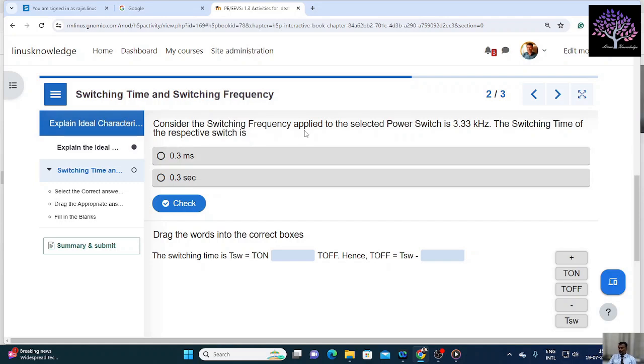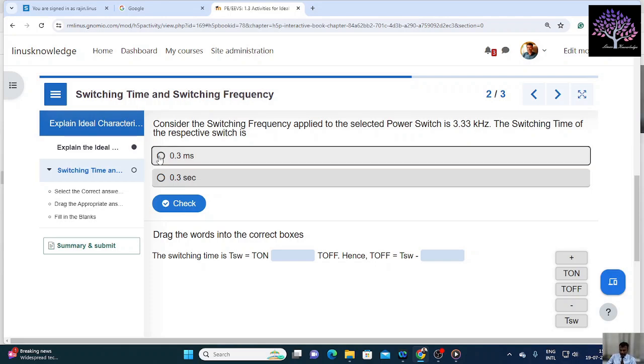Consider the switching frequency applied to the selected power switch is 3.3 kHz. The switching time of the respective switch is, there are two options, 0.3 milliseconds and 0.3 seconds. The question is very clear, the frequency is 3.3 kilohertz. So we have to convert that into hertz, that means we multiply by 1000. So 1 by 3300 is the time period in seconds, right? 1 by 3300 will be 0.3 millisecond.